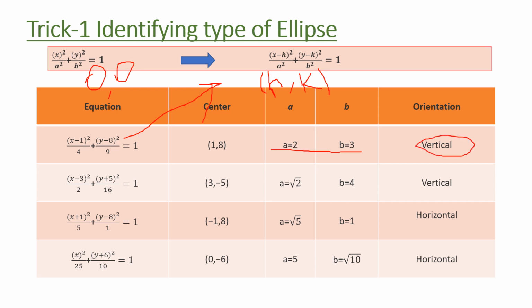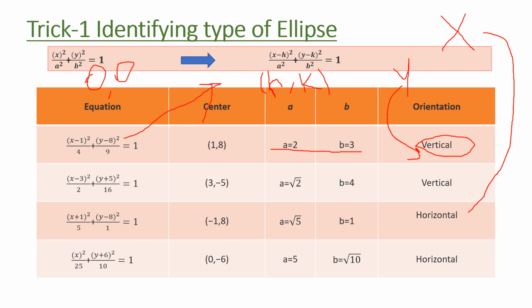is vertical or horizontal. If the denominator of x is greater than the denominator of y, then the major axis will be the x-axis. If x denominator is greater, then the major axis will be x-axis and the ellipse will be horizontal. If x-axis is the major one, then the ellipse is the horizontal one. If y-axis is the major one, then the ellipse is vertical one.